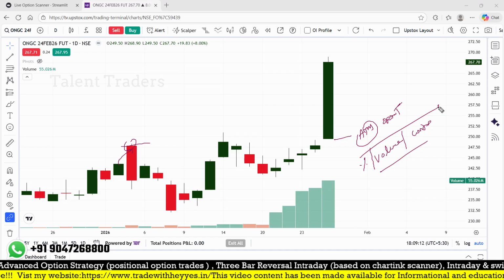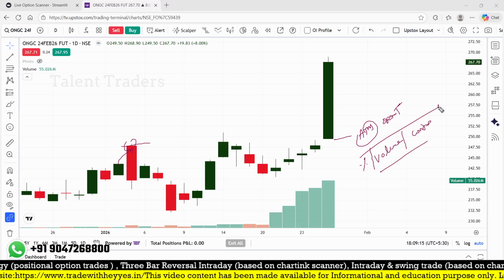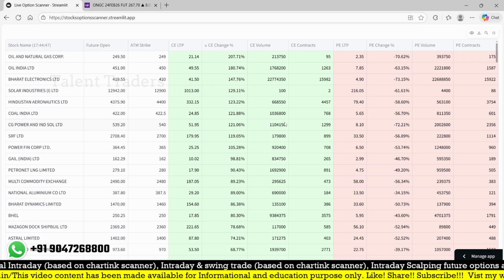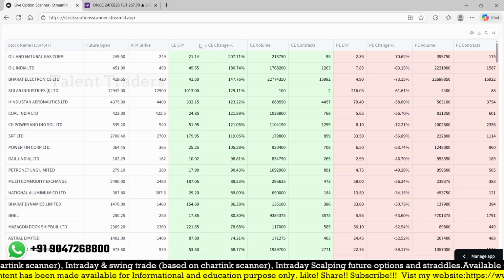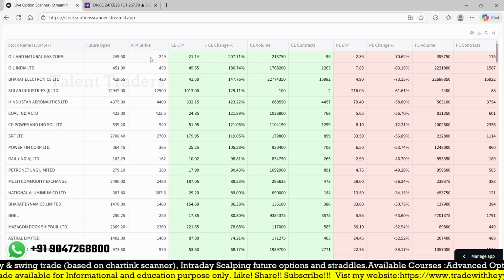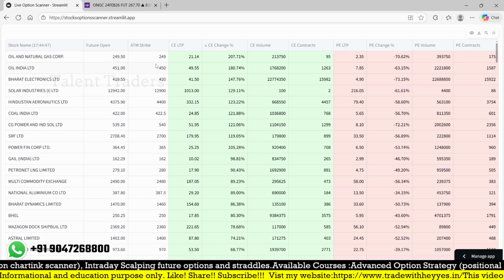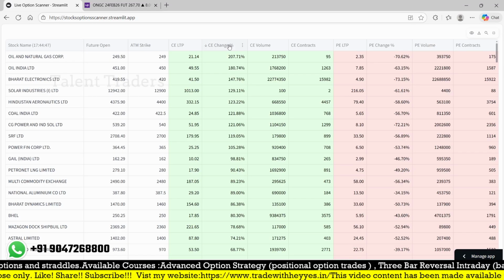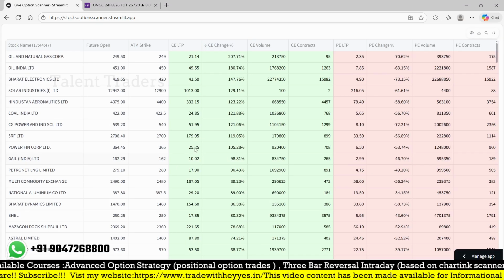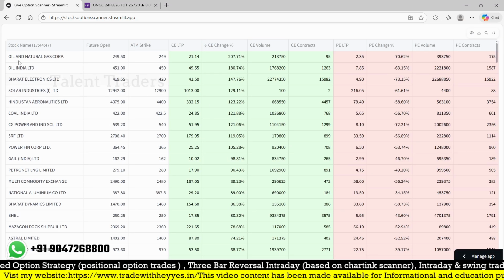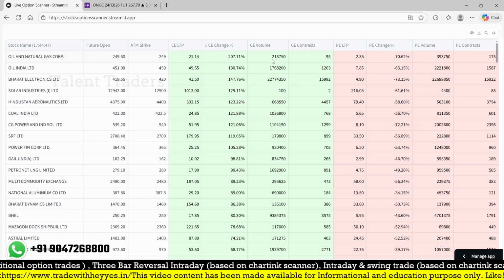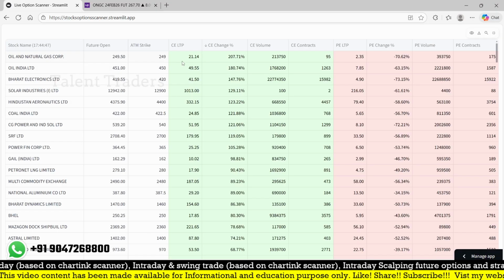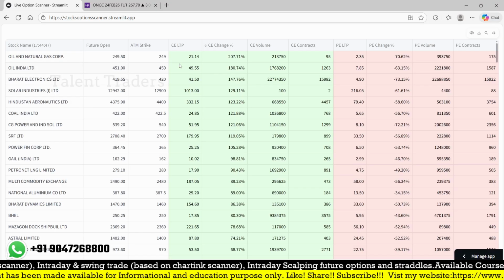It is purely for informational and educational purposes, and I just created this for tracking what is happening in the overall market. So here, based on the future open price and finding the nearest strike price, it's showing 249, and the CE is currently 21.4, and the change percentage, if I sort it ascending or descending, you will get that. For ONGC, the CE volume and how many contracts are traded may show a higher value because it is a high lot size, deep in the money.